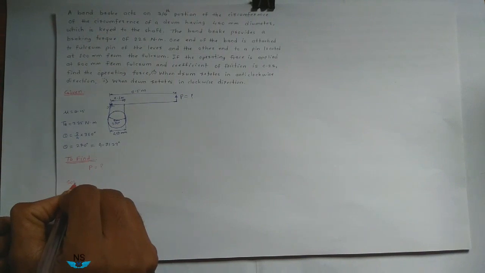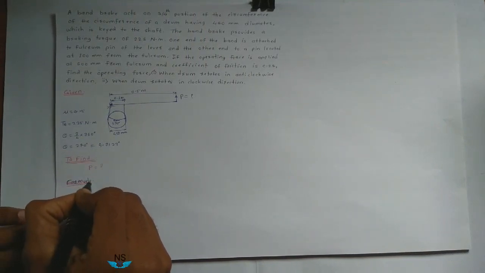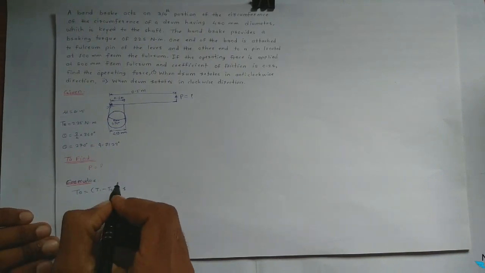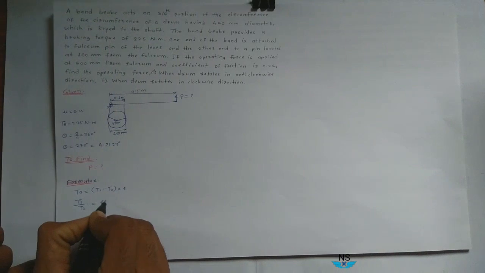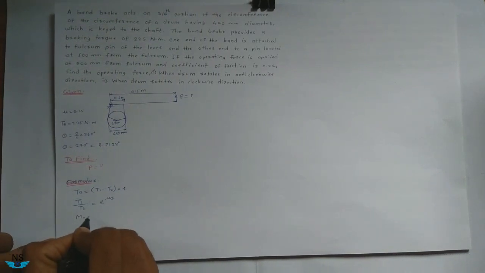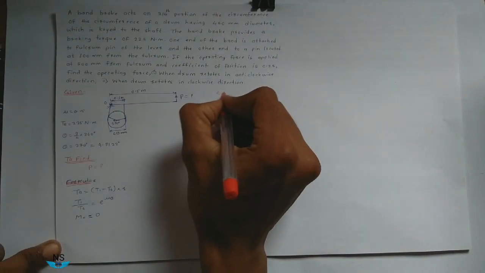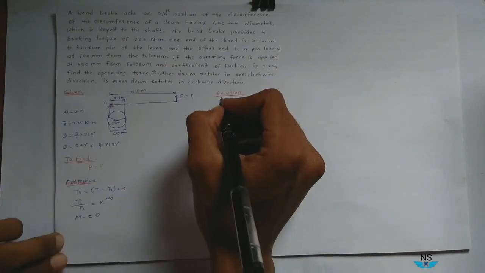Which formulas are required? Braking torque is equal to T1 minus T2 into radius of brake drum R. Then tension ratio T1 divided by T2 is equal to e raised to mu theta, and moment at O is equal to 0. This is O. So let us see how to solve this problem.